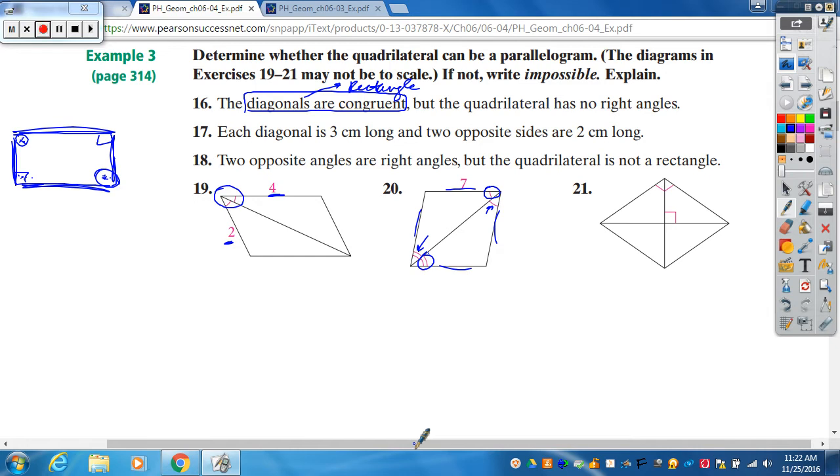Number 21, is that possible? Well, if the diagonals are perpendicular, I know that this has to be a rhombus.